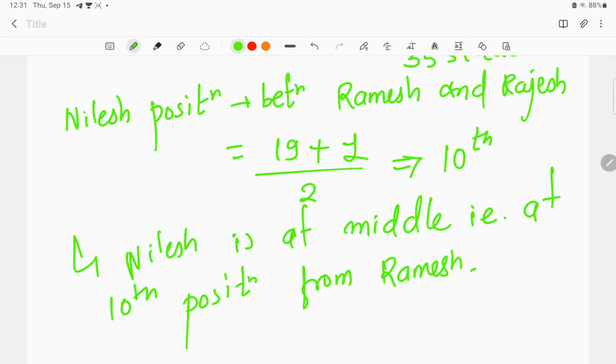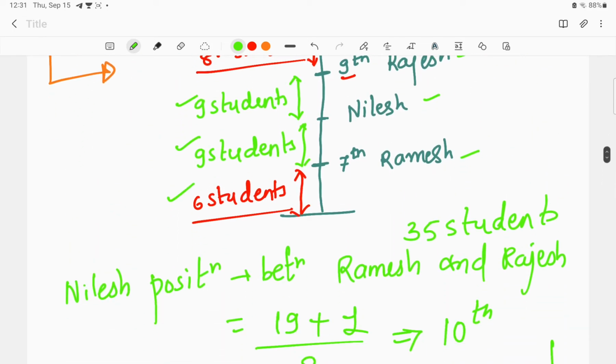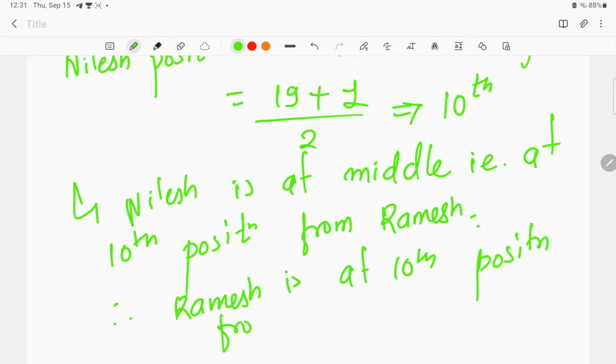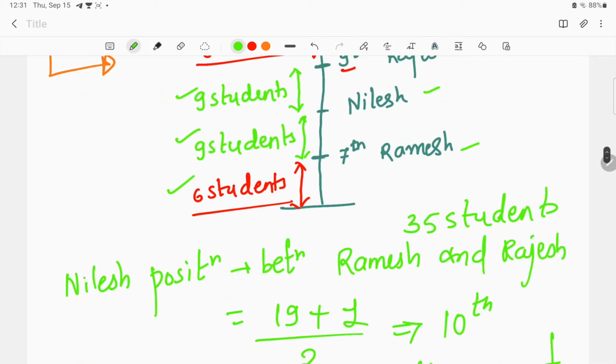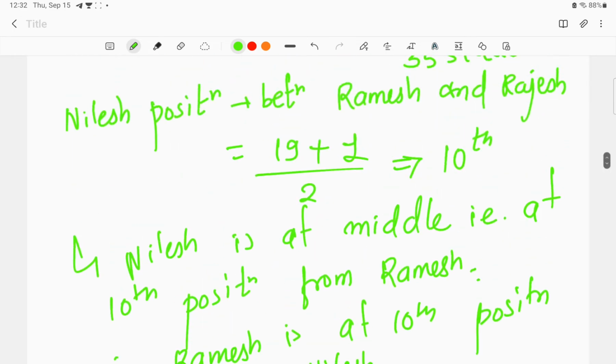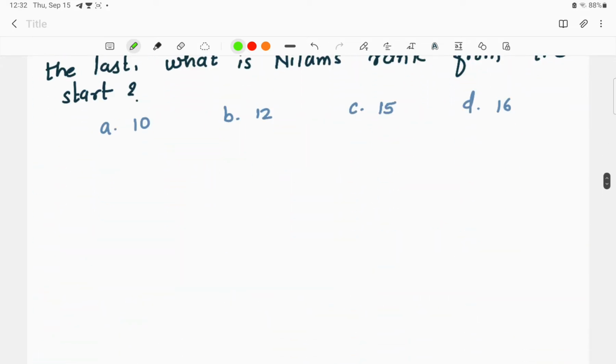Okay, therefore he is at the 10th position from Ramesh. Sorry. So therefore Ramesh is at 10th position from whom? From Nilesh, because people have been distributed exactly equally between Nilesh and Ramesh. So basically, for each of them, they are at the 10th position. Nilesh is at the 10th position from Ramesh, and Ramesh is also at the 10th position from Nilesh. Sorry. So moving on to the next question now.